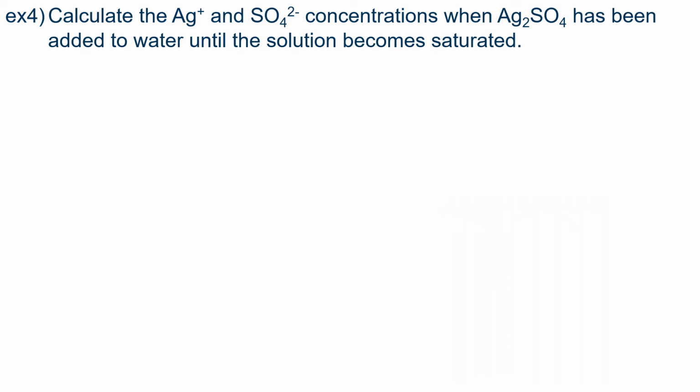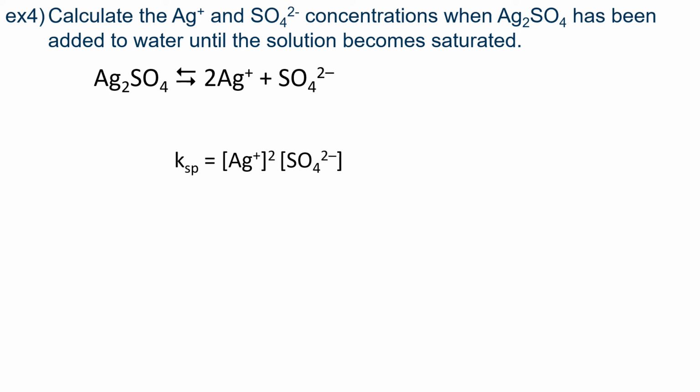Now that was a good time, so let's do it again. Example 4, calculate the silver ion concentration and the sulfate concentration when silver sulfate has been added to water until the solution becomes saturated. Again, we start off by writing our balanced decomp reaction. Leave a little bit of a space, and we're going to write our KSP expression below that. So KSP equals concentration of silver ion squared multiplied by the sulfate ion concentration. Make sure that KSP expression is written properly because I'm going to put marks on that when I'm marking your assignments.